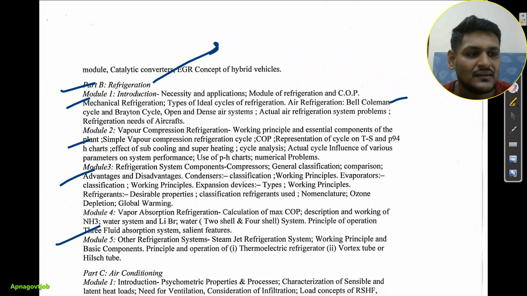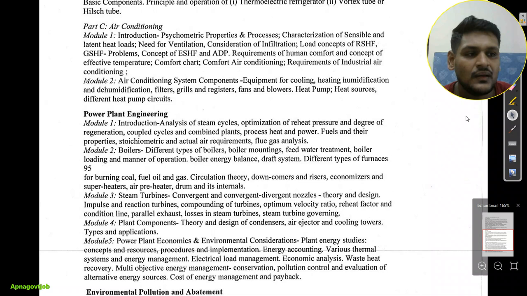Then the AC part is there, so let's see quickly what we have in AC. Introduction to psychrometric properties and process characteristics of this, sensible, okay? So this thing you can do, air conditioning system components, equipment for cooling, filter, and okay. So whole AC also you can do, again SSC JE previous year papers you can refer for this.